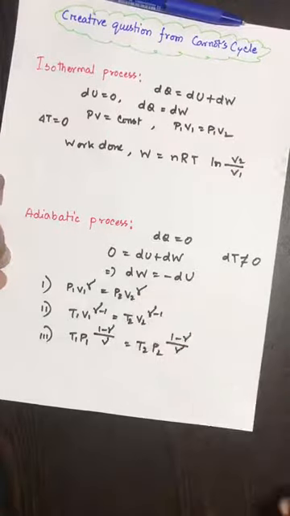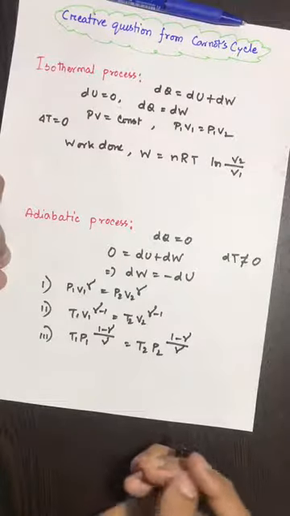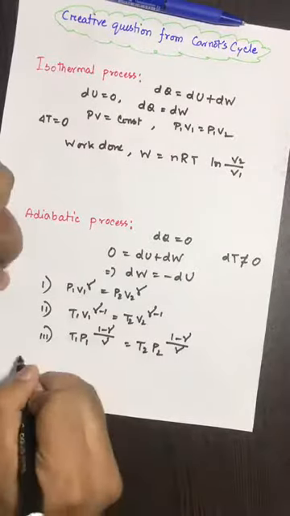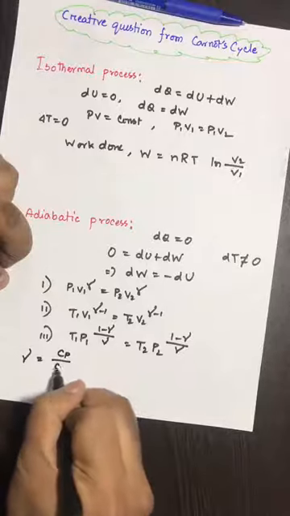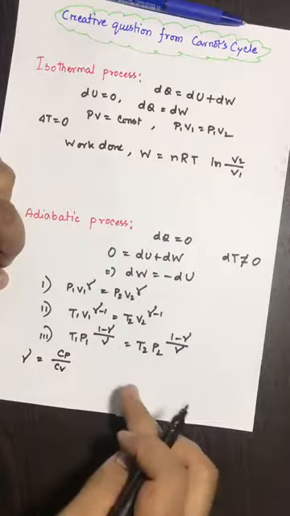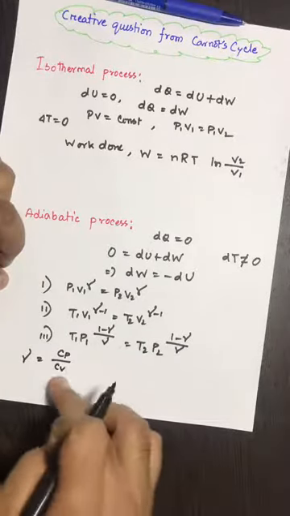The very special notation here is gamma. Gamma is the ratio of the specific heat at constant pressure to the specific heat at constant volume, Cp by Cv, which we have written. Cp is the molar specific heat at constant pressure and Cv is the molar specific heat at constant volume. And gamma varies across three types of gas. One is the monoatomic gas.